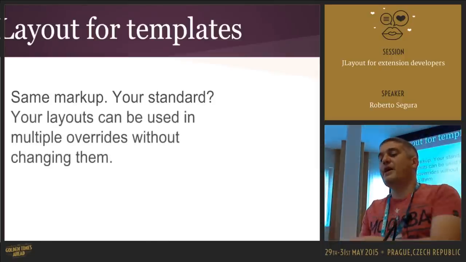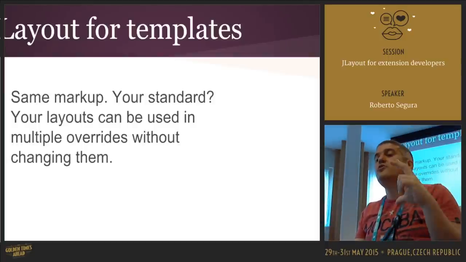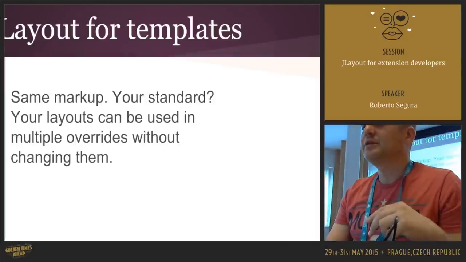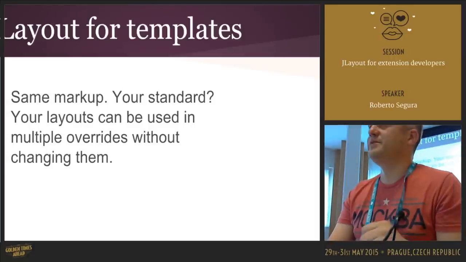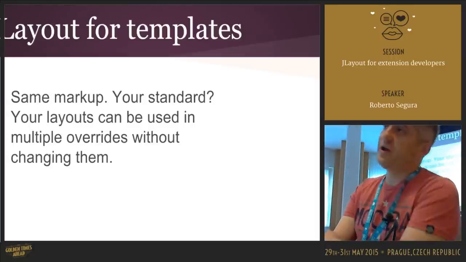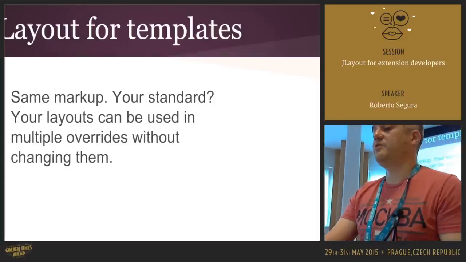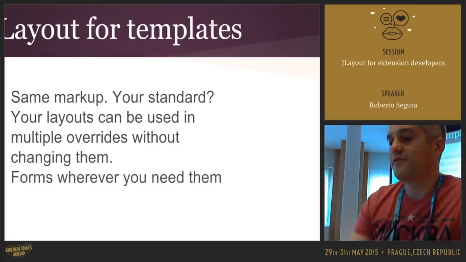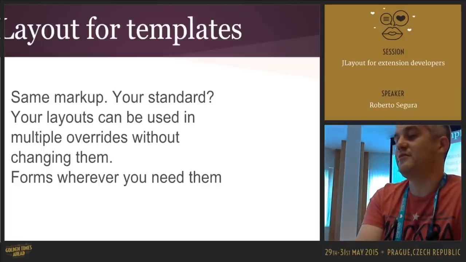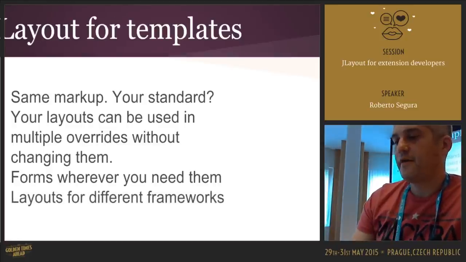But in templates, if you have the article that I have shown you before, you can have a standard markup for articles, and then customize it and share it for all your templates. I have a Bootstrap 3 template that will change how it's shown, but without having to change the markup. It's a bit complex with the form, because we saw before that we can show a form in different parts. And you can have a layout for different frameworks.